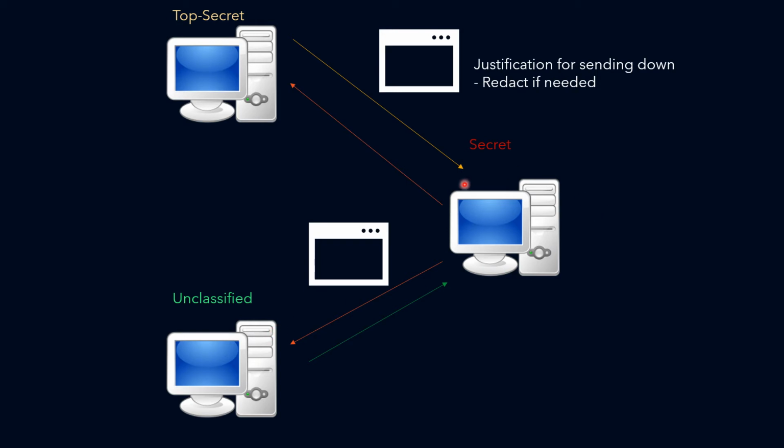But if our interface detects links or executables in the data, or portion markings that could indicate that it could be a secret document, what you need to do is one, either redact it, if it is a secret document, or provide a justification for why you're sending it down to the unclassified system.